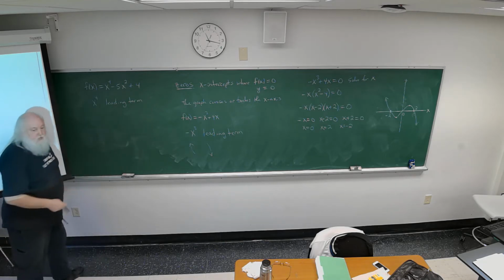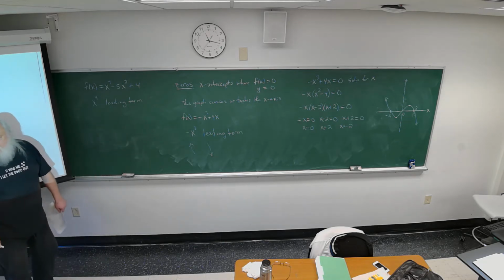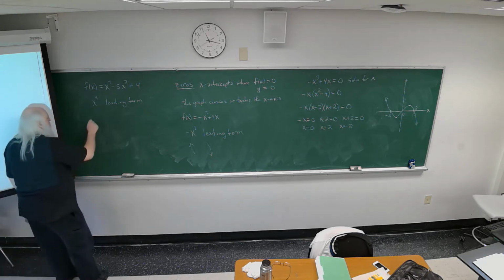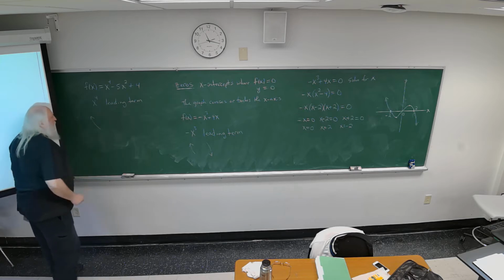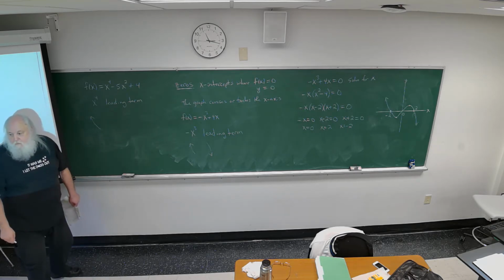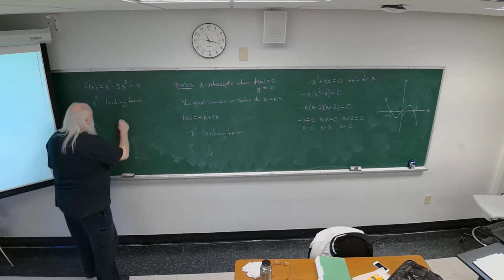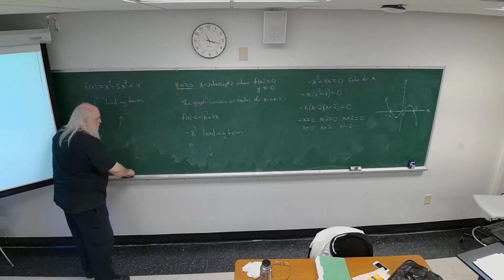So on the left end, does the graph go up or go down? Up. What about the right end? Up. So it goes up on both ends, right? Like a parabola.